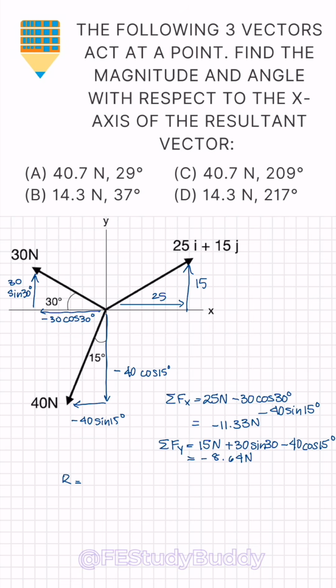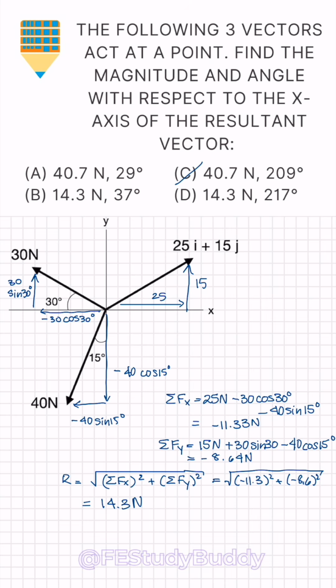Using the distance formula, we can find the magnitude of the resultant by taking the square root of the x and y components squared. So we have the square root of negative 11.3 squared plus negative 8.6 squared, giving us a magnitude of 14.3 newtons. This means that we can eliminate 2 options, option C and option A.